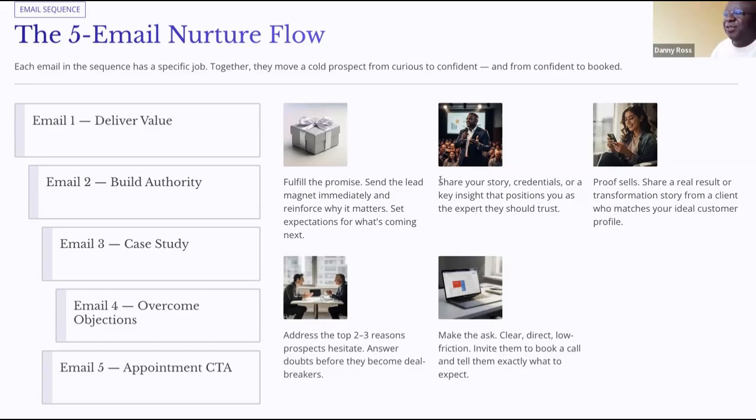Share your story in the second email, right? Build your authority. Third, share real results and transformations. Fourth, address the 2 to 3 reasons prospects might object or hesitate. Give them why you're going to help them no matter what they've heard in the industry. You're different because, and explain clearly how that answers it. And then make the ask.